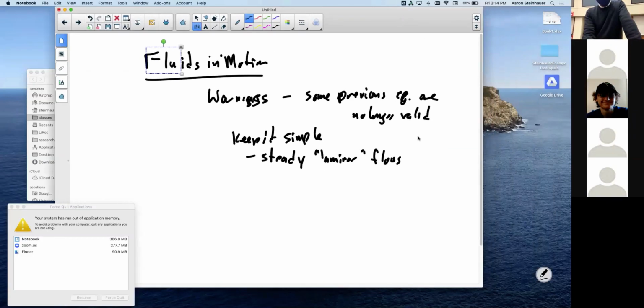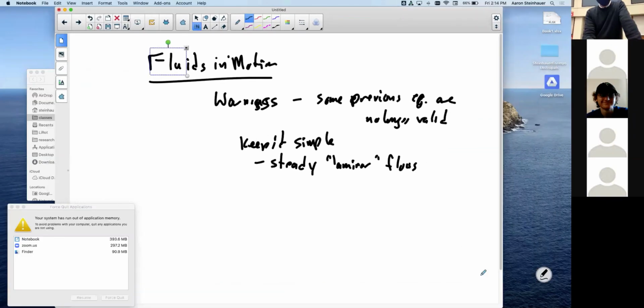So I'm not sure when you actually went away, but all we're doing is warnings for fluids in motion. The first one was that some of the previous equations that we used are no longer valid, and then we're going to keep it simple. We're only going to consider laminar flows, no turbulent eddies. That's really complicated, and there are still graduate theses being done about how turbulence works. So we're going to keep it simple.